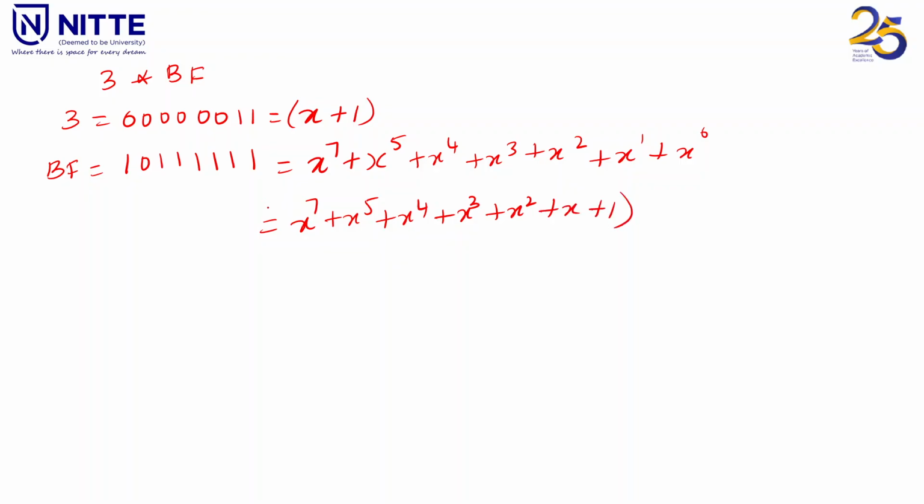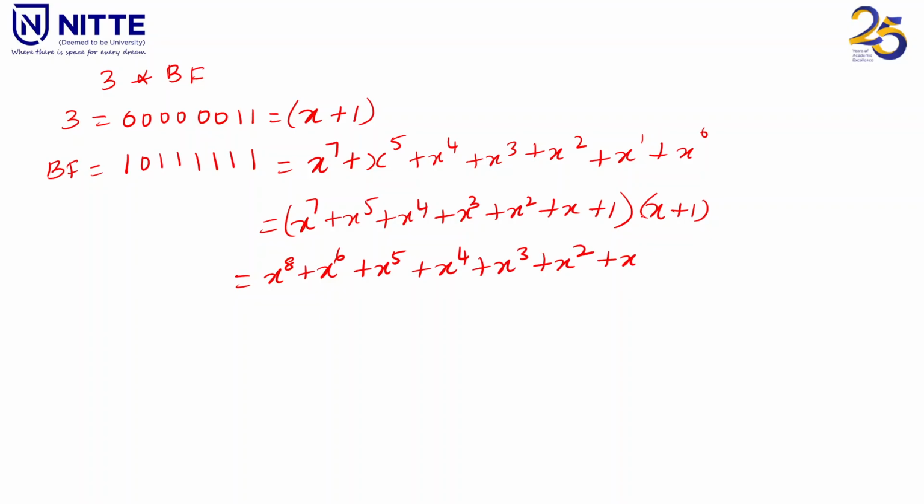So now I'm going to multiply this with x plus 1. So first I'll multiply with x. It becomes x to the power of 8, x to the power of 6, x to the power of 5, x to the power of 4 plus x to the power of 3, x to the power of 2 plus x.